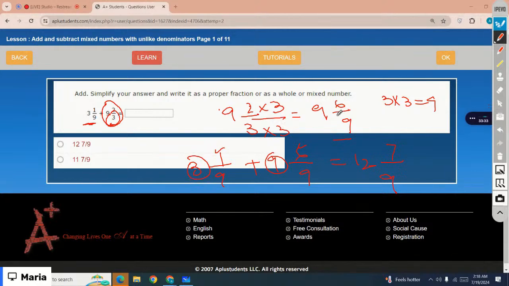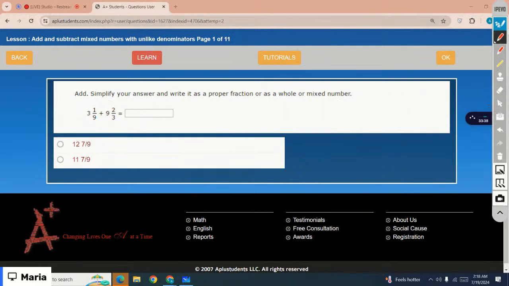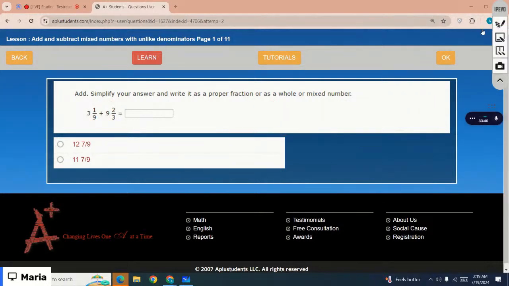The correct option is option number 1, that is 12 whole 7 over 9. So for the next one, use your notebook and pencil, do each and every step in your notebook. Then you can have your answer.